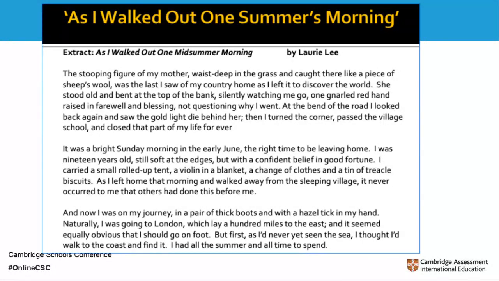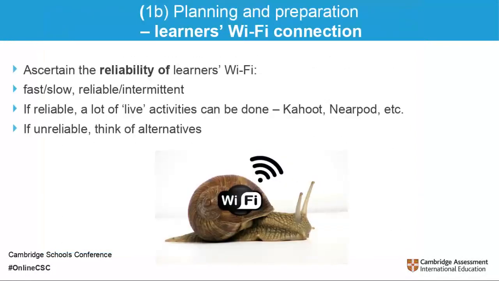All right. So number one, it's what sort of devices our learners are on. Part B, or 1B, is our learners' Wi-Fi connection. We need to ascertain the reliability of our learners' Wi-Fi. Is it fast? Is it slow? Is it reliable? Is it intermittent?